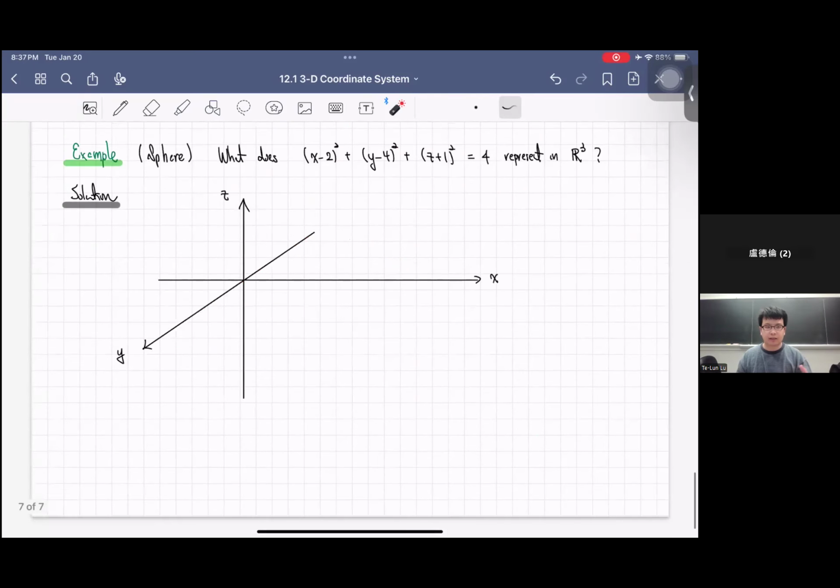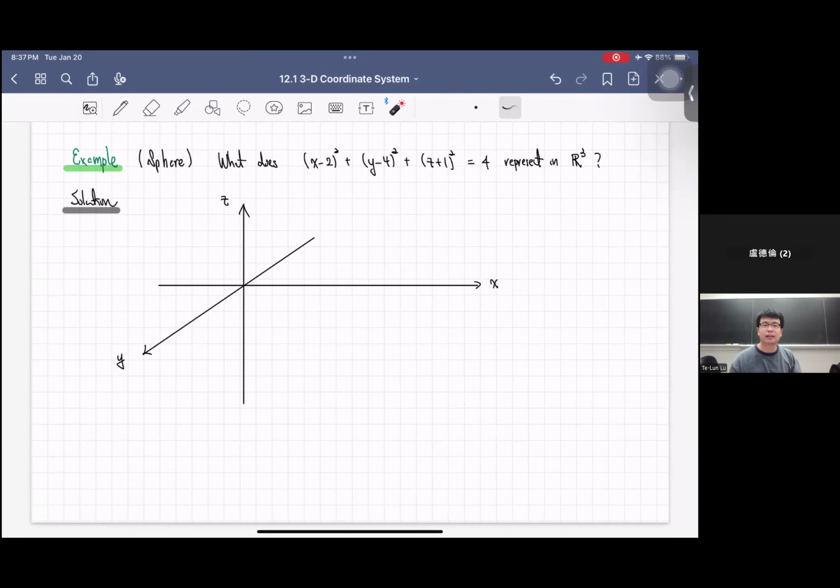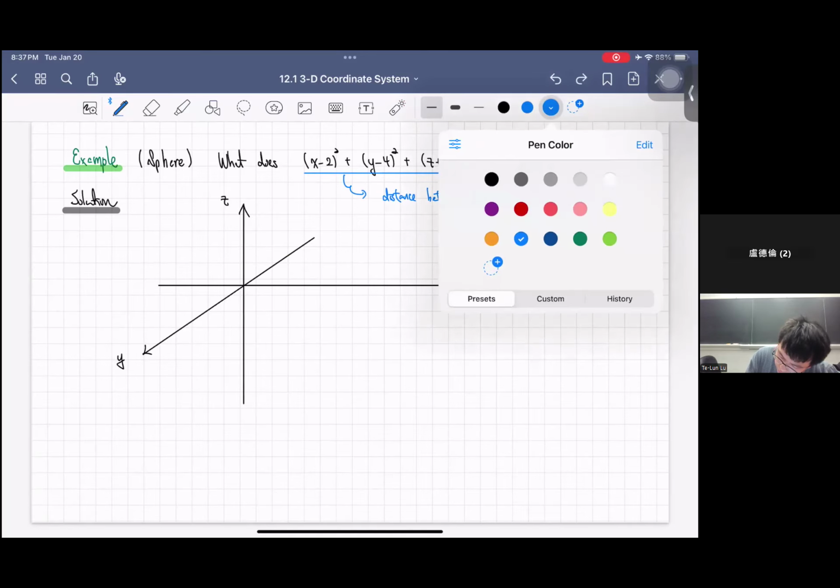Okay, the last simple object that we will be seeing is the sphere. Unlike the two-dimensional space, now we have three coordinates, x, y, and z. So basically, this equation, (x minus 2) squared plus (y minus 4) squared plus (z plus 1) squared, is the distance between (x, y, z) and (2, 4, minus 1), right? To be precise, it is distance squared, because we haven't taken the square root. Distance squared.